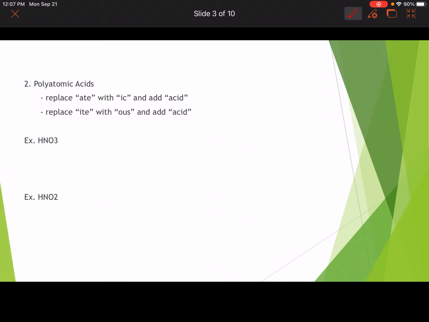We're going to look at polyatomic acids. Basically these would be things like HNO3, for example. The NO3, if we looked at NO3 minus by itself, this would be called nitrate, right? Now, when you have the polyatomic ion with an ate ending, you're going to change that to ic and add acid. Now, if we had HNO2, the NO2 minus, this would be nitrite. So that would be the nitrite ion. We replace ite with ous. So that would be nitrous.